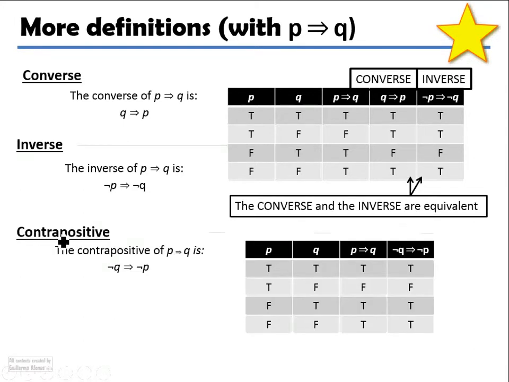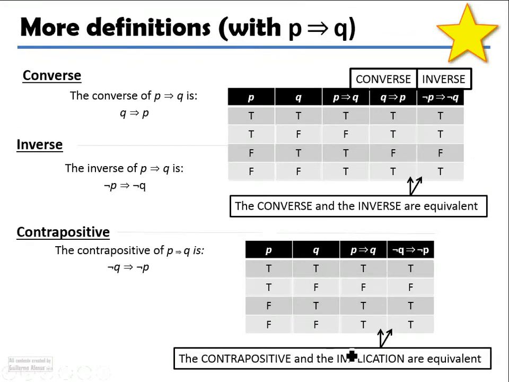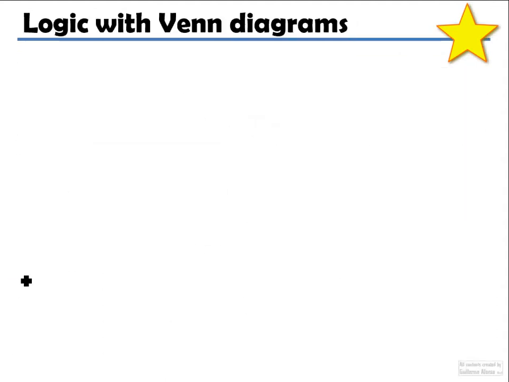On the other hand, I have the contrapositive. P then Q. The contrapositive is the inverse and the converse combined. So not Q then not P. And we realize that's the same thing as the implication.